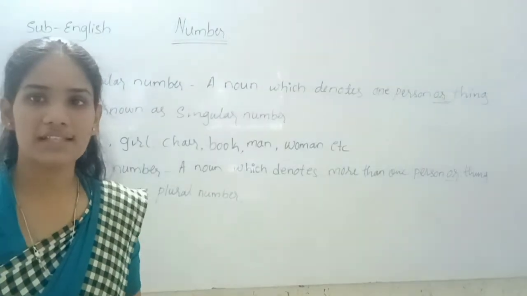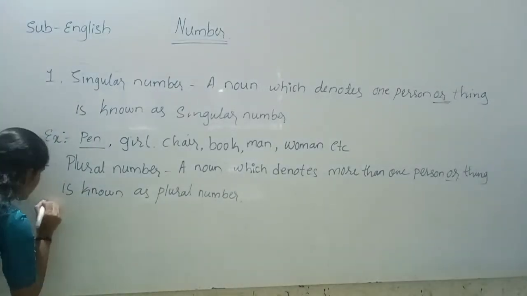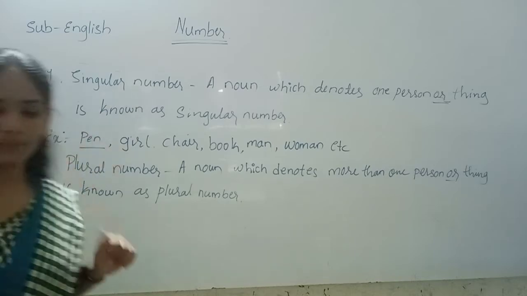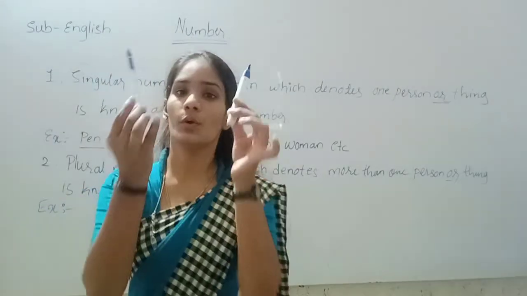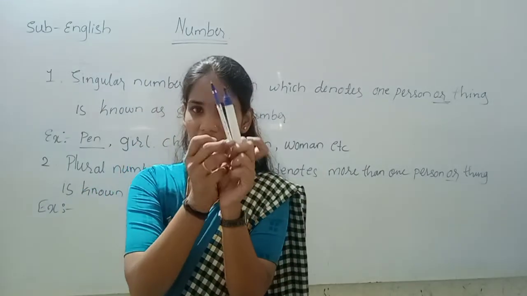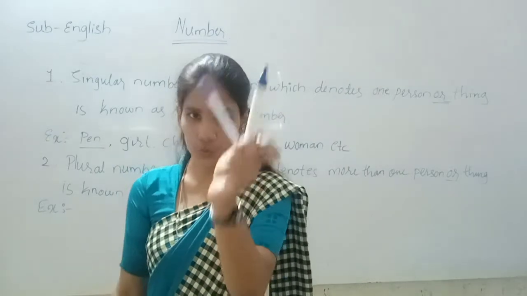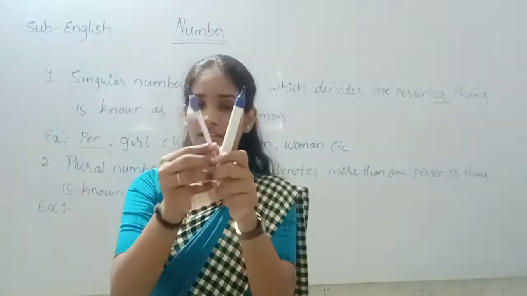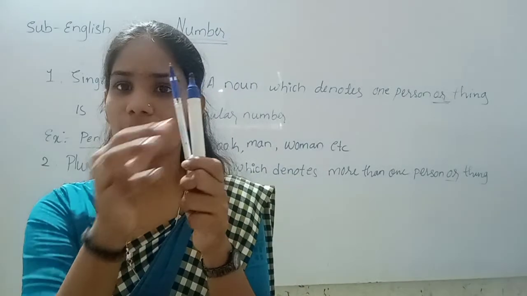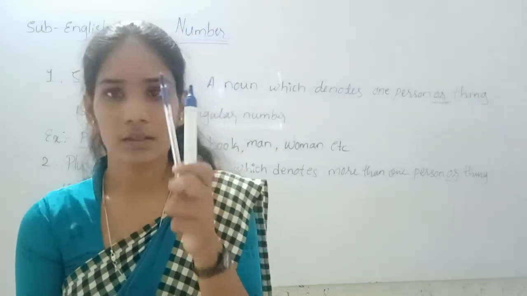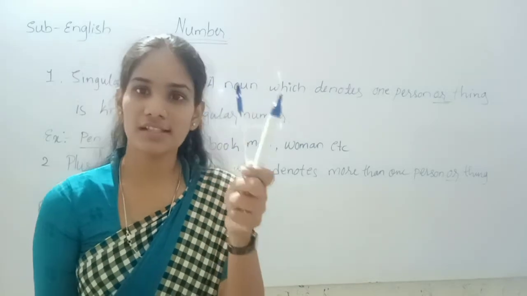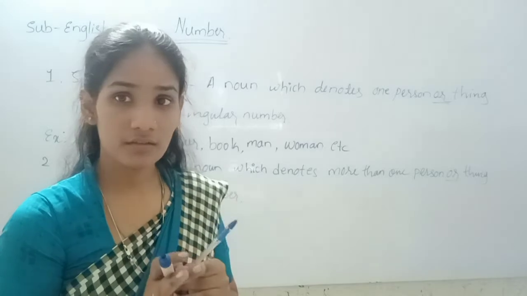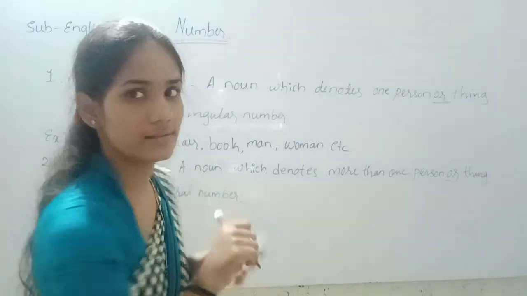Take the same examples in the plural. Pen. Suppose I have two pens in my hand. How many are there? Two. Is it more than one or only one? Of course it is more than one, so it is plural. In plural, what do we say? The plural form of pen is pens.